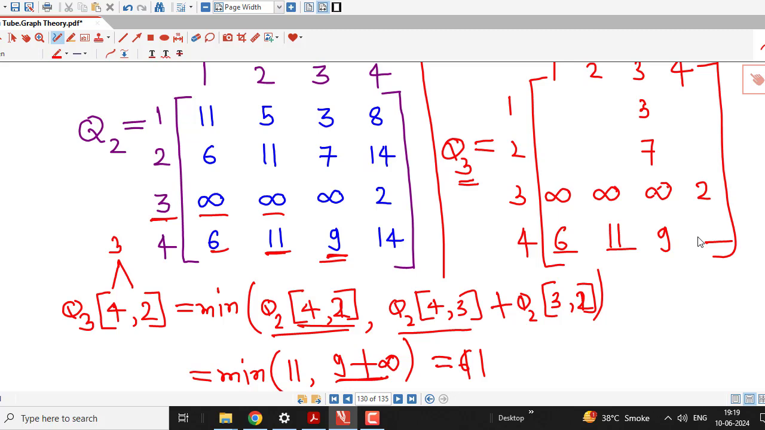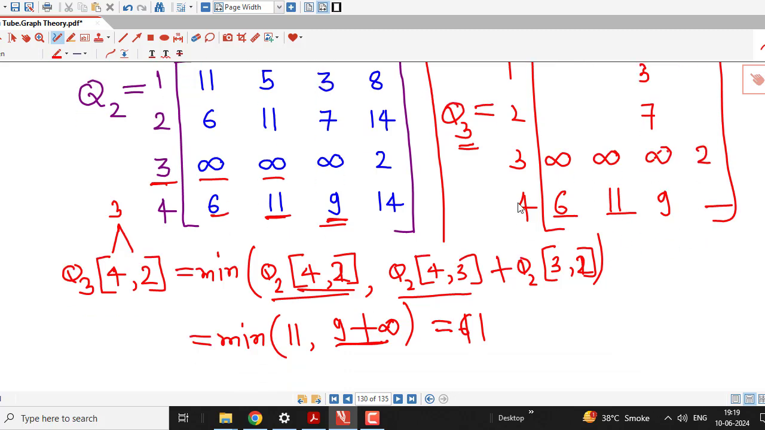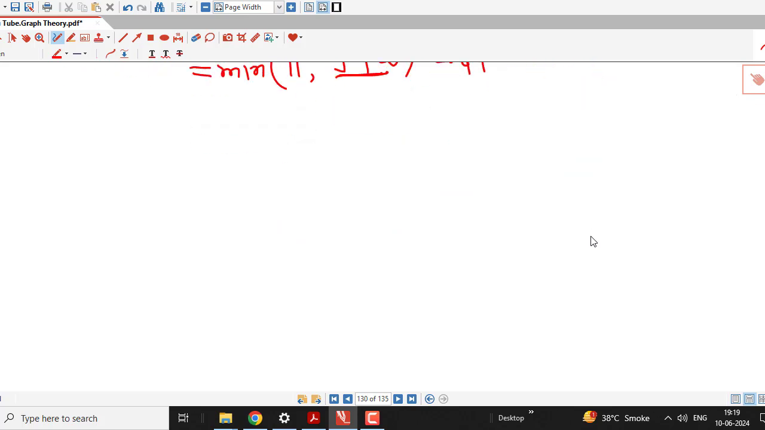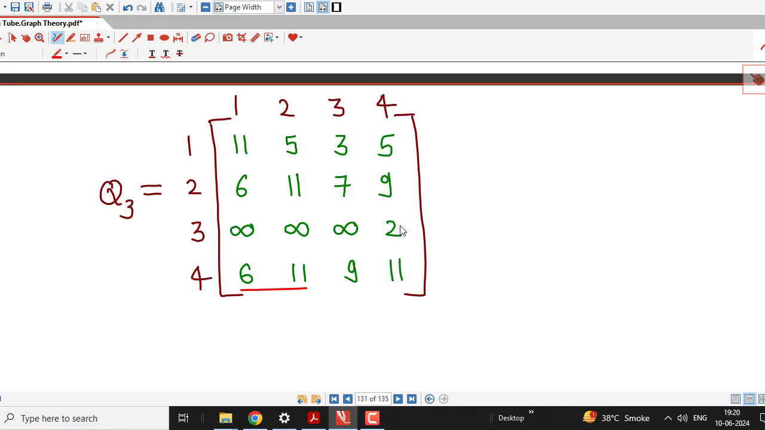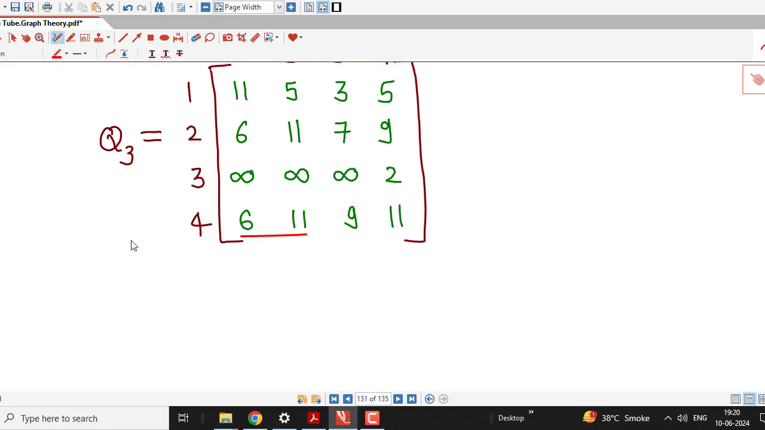Now I am not writing, I hope this is enough. We can verify these entries, 6 and 11. In the fourth row we can see this is 6 and 11. And similarly, using entries of Q3, we can write Q4.